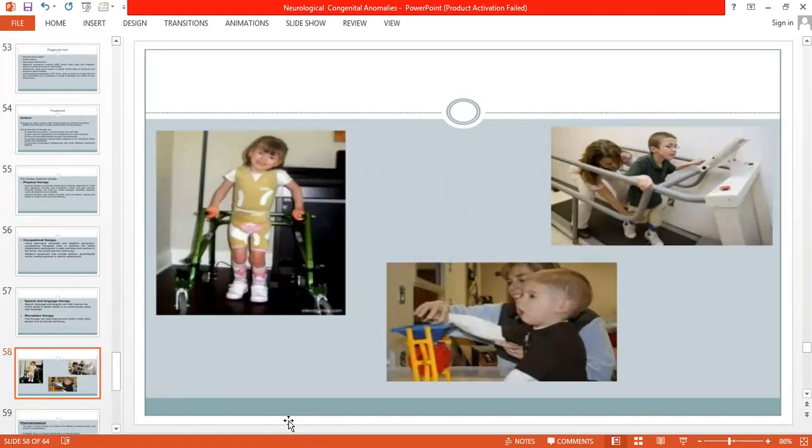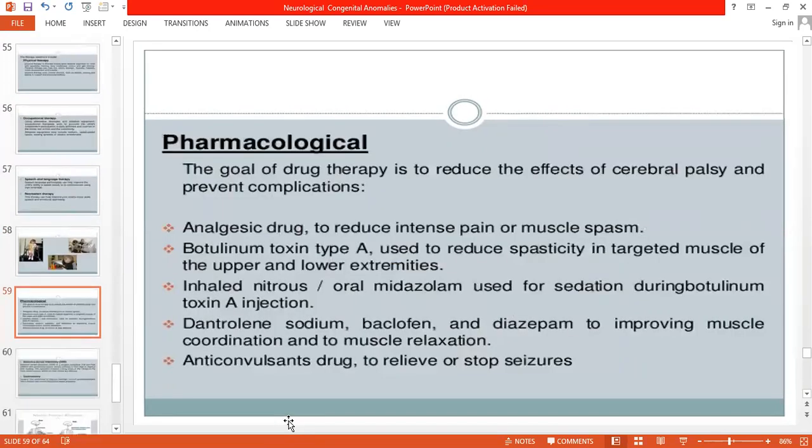Modalities of treating CP children. Pharmacological treatment, of course: analgesics to reduce pain, because whenever you move stiff, spastic limbs, they will of course cause pain. Botulinum toxin is sometimes used to stop the nerve conduction to a particular muscle which is resulting in its contraction. So this will reduce the spasticity in a particular muscle.